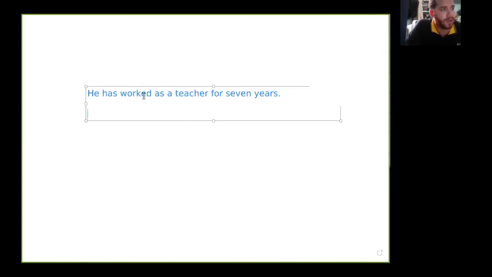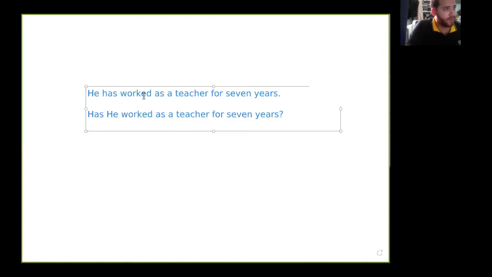Let's continue. How can I make a question with this clause, this phrase? The auxiliary goes first. Has he worked as a teacher for 7 years? Or negative: he has not worked as a teacher for 7 years. Okay. Let me check here. All right.